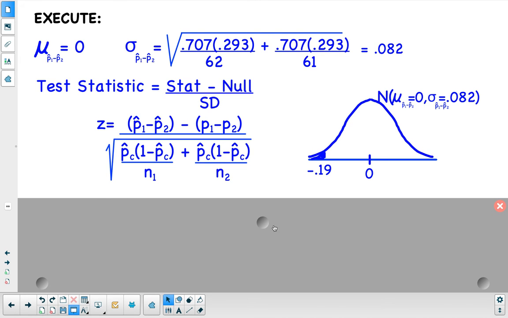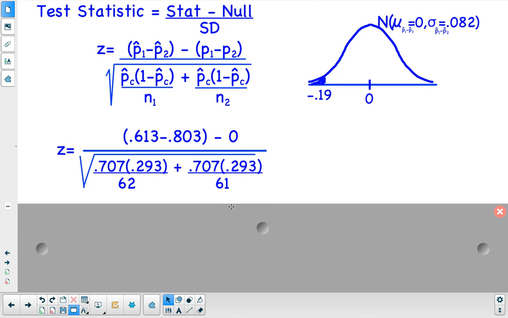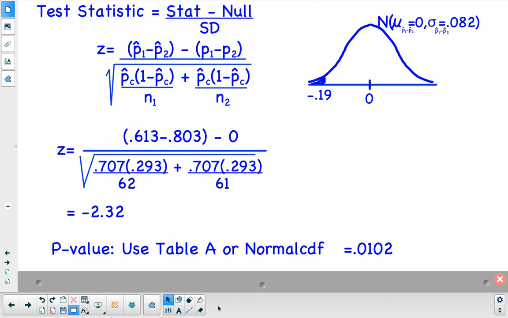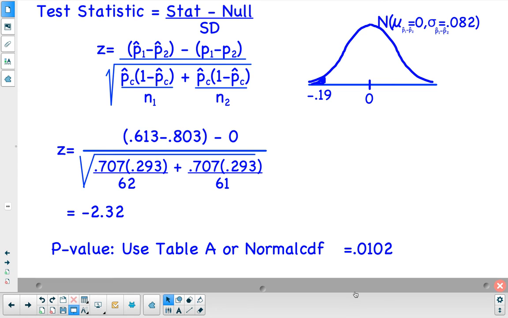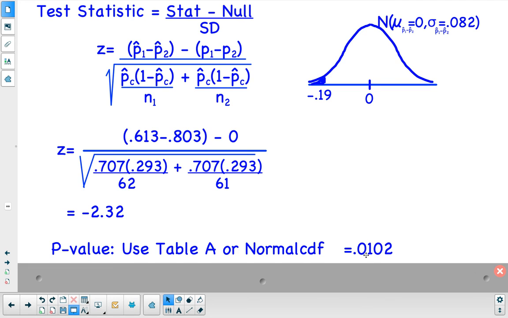Draw out your curve. So the middle will always be 0, that mean, for our hypothesis test. And then we want to know the probability of observing a difference of negative 0.19 or something more extreme, less than that. So here's calculating that test statistic. It should be negative 2.32. To get that p-value, you can use table A or normal CDF. We're cutting it close to the 1%. So 0.0102. So we do have significant results at the 5% level.